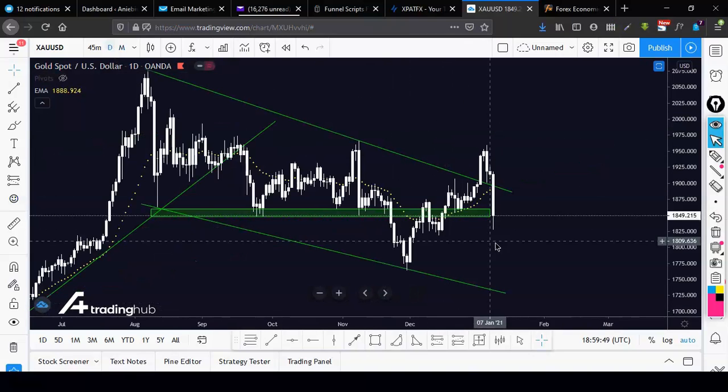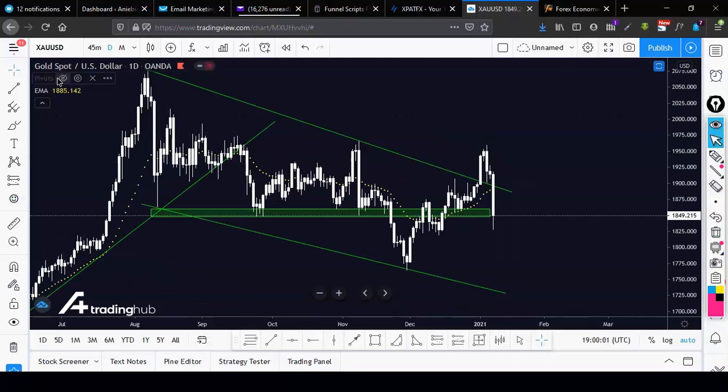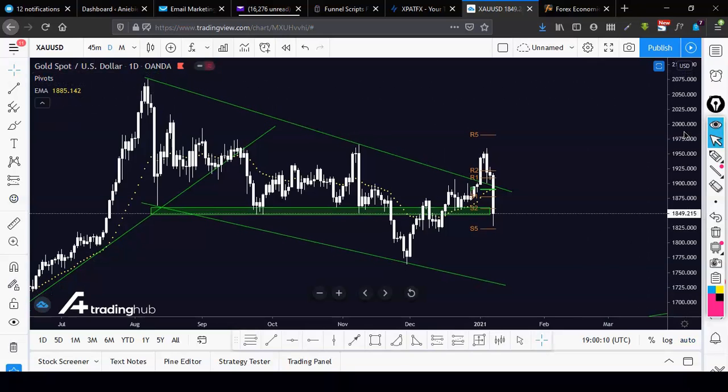So let's look at the daily time frame. On the MACD, we are seeing the bullish impulse going off. Let's turn off the pivot and see what we have. Wow! Look at that rejection from R5. It tapped this top, that is the all-time high there. The R5, 1915.